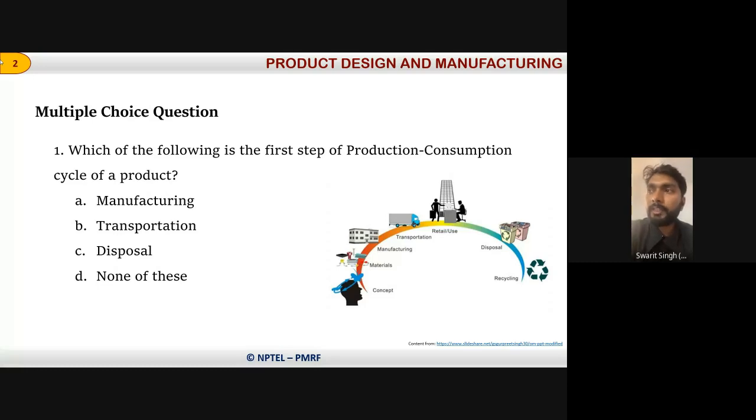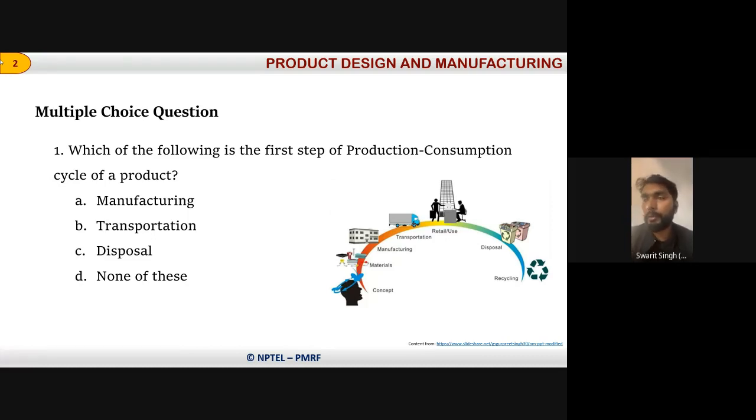So you all must be visiting different types of shops. You are seeing these mega marts nowadays. So you are seeing lots of products. All those products are following this cycle only. So first of all, the idea is generated, then process, then this material is selected, then manufacturing happens, then it is transported to the retail user.